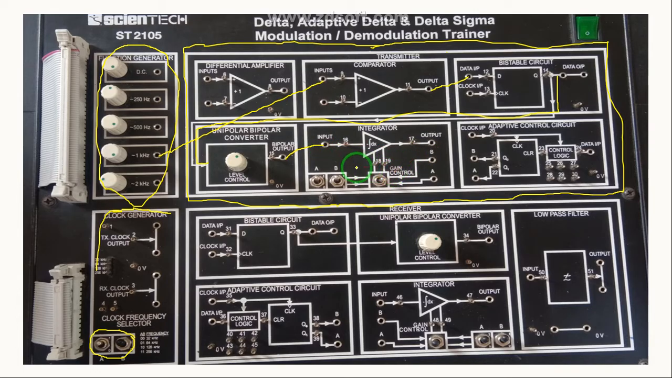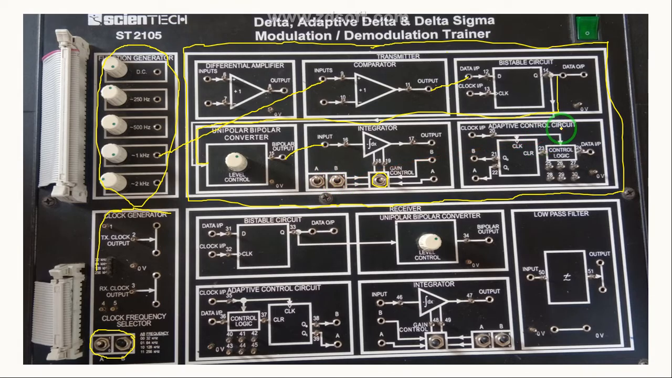If you observe, this switch we have to move towards the left hand side. This integrator has a standard gain, which is then multiplied by 2, multiplied by 4, multiplied by 8, like that. So it depends on the operation of this switch.